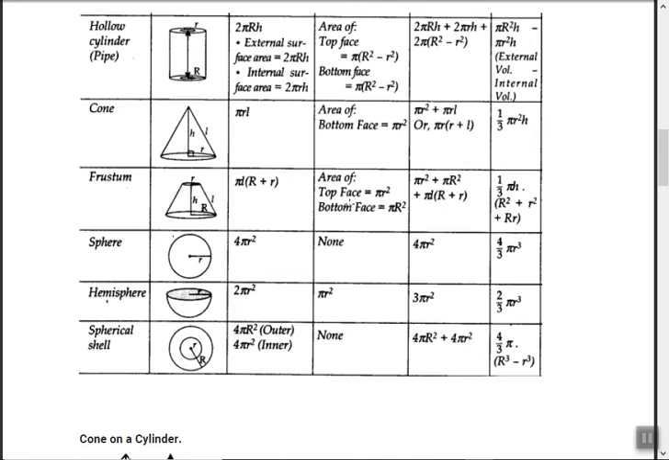And area of top surface equals to what? Top surface is this, pi r square. And area of bottom surface is what? Capital R. So pi capital R square. So total surface area is what? Pi r square small plus pi R square capital plus this lateral pi l into (R plus r), right?